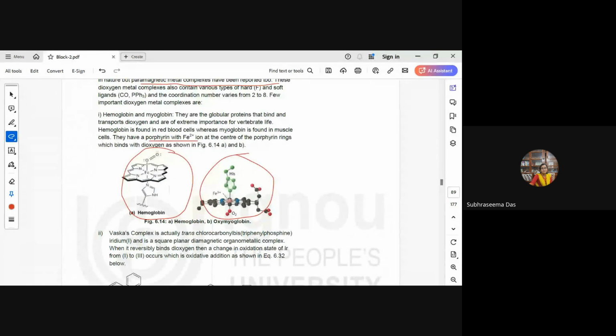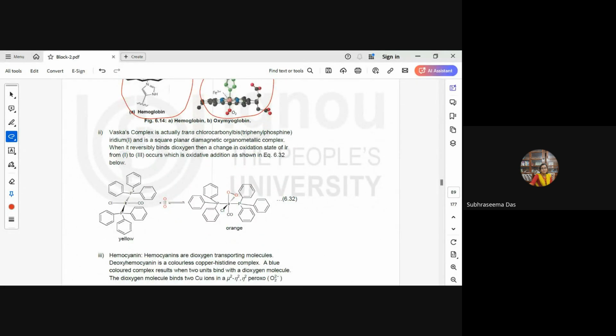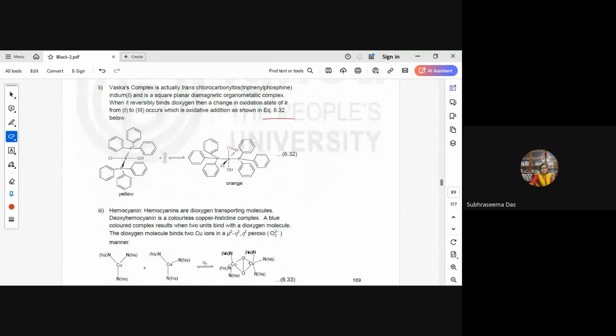Now another important dioxygen complex is the Vaska complex, which is actually the trans-chlorocarbonyl bis(triphenylphosphine) iridium complex. It is square planar and diamagnetic in nature. When oxygen binds to this complex, the oxidation state of iridium changes from +1 to +3, and it occurs via an oxidative addition, as shown in equation 6.32.